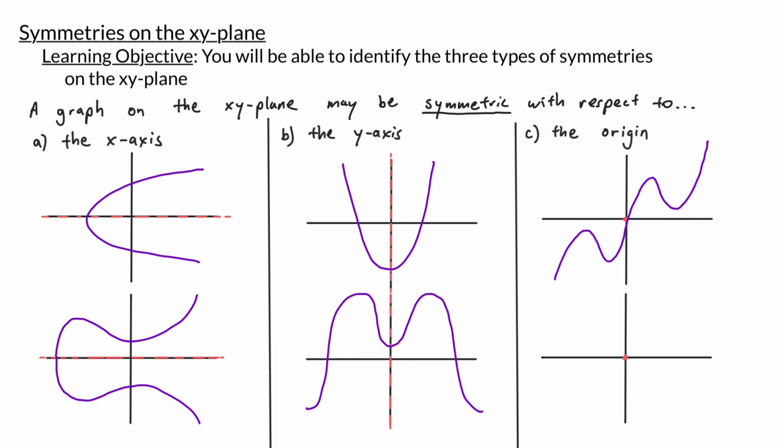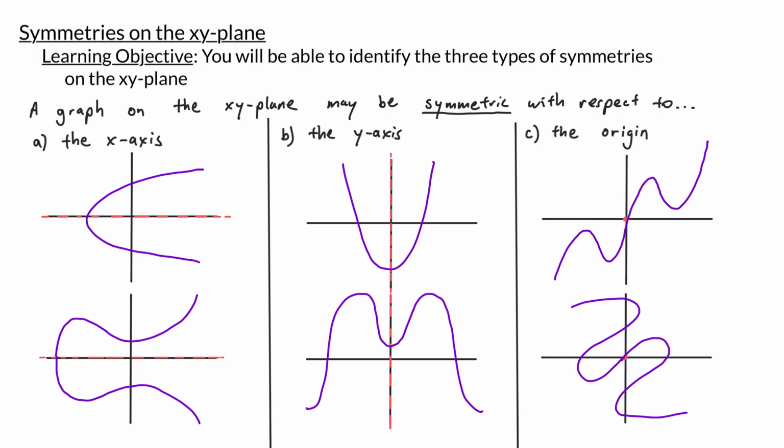Suppose that part of our graph looks like this. If our graph is symmetric with respect to the origin, any point that we have so far has a matching point on the other side of the origin. So to complete this graph, we would have something that looks like this. On this graph, if we select any point and draw a straight line through the origin, we see that there's a matching point on the other side. Take a point like here, draw a straight line through the origin, we see that there's a matching point on the other side.